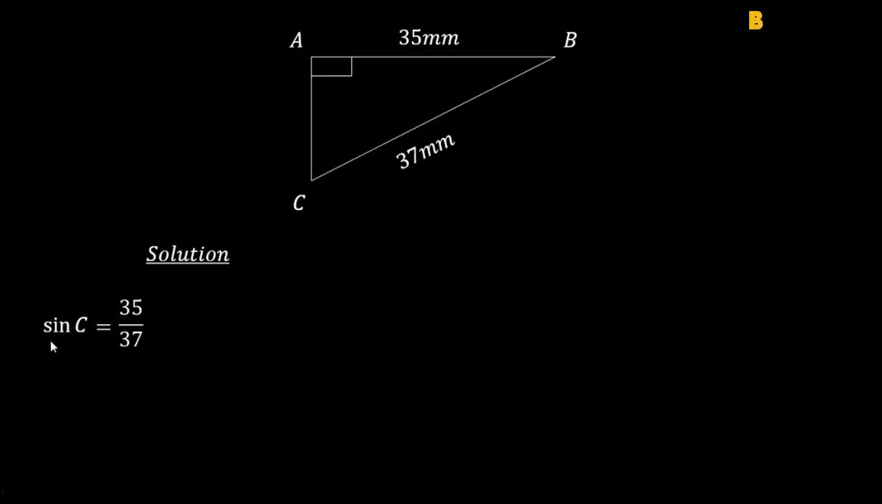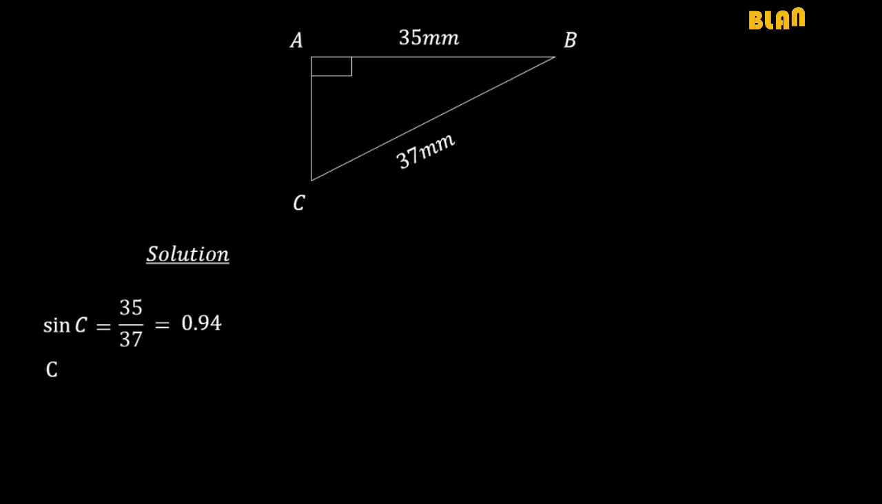I hope you understand. Sine C is equal to 35 over 37, and when you divide 35 by 37, we are going to get 0.94. Sine C is the opposite, AB, over the hypotenuse, BC. The length AB is 35 and the length BC is 37, so sine C is 35 over 37, which is 0.94.